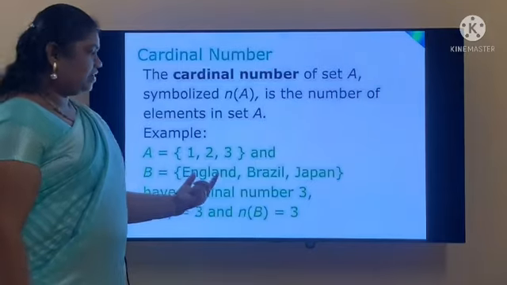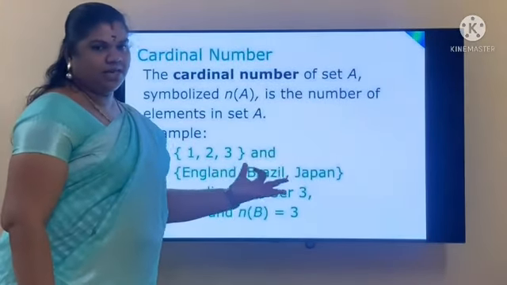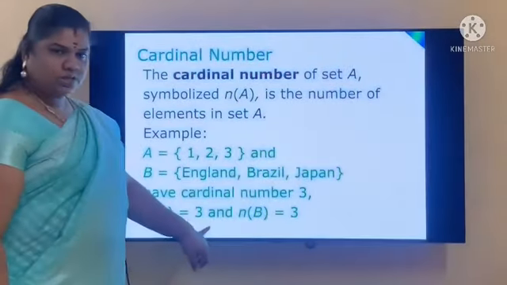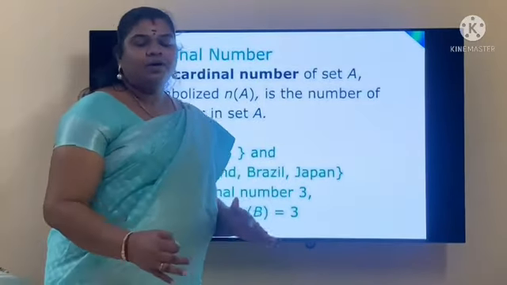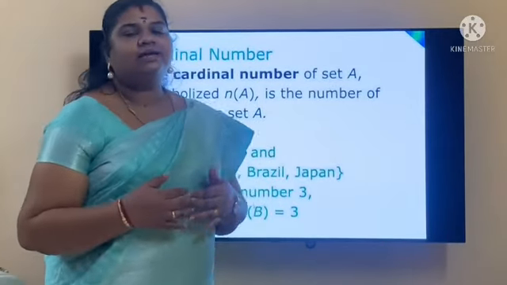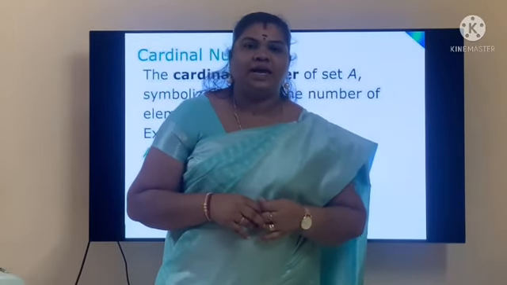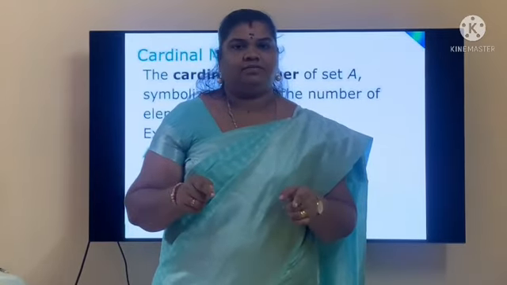Next, set B is having England, Brazil and Japan. How many elements are present there? 3 again. So we can denote that as n of A equal to 3. n of B is again equal to 3. The number of elements present in a set is called the cardinal number, and that is denoted by n of A, the number of elements in set A.